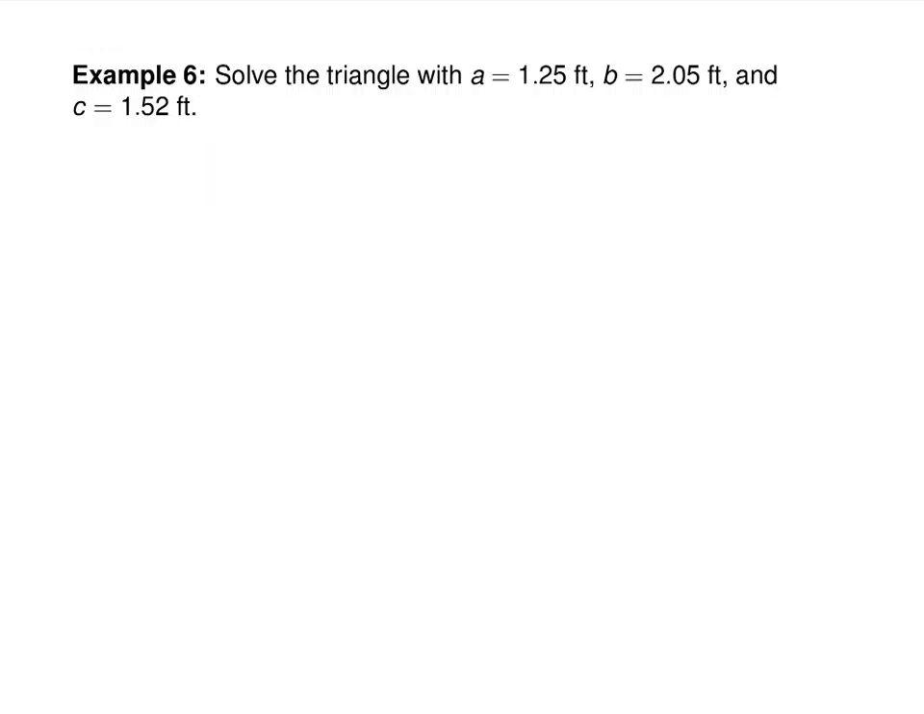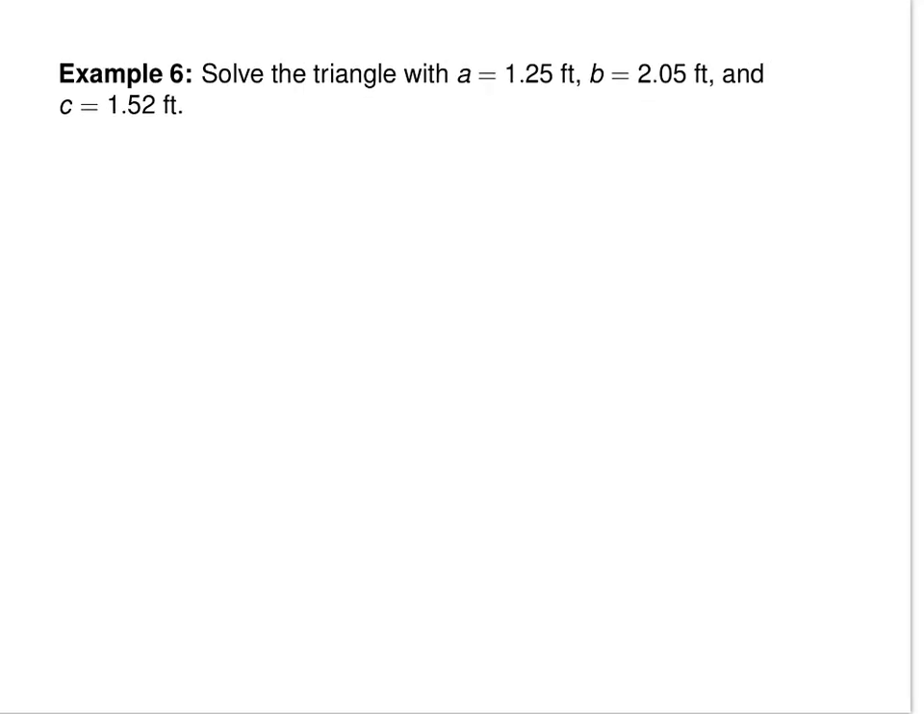All right, this one is a little bit different. Why is it a bit different? We just have the sides. It's the first time we have not been given a single angle. So A is the shortest side. Let's see if I can draw this. So you've got A is 1.25. You've got B is 1.52. And side C is 2.05.